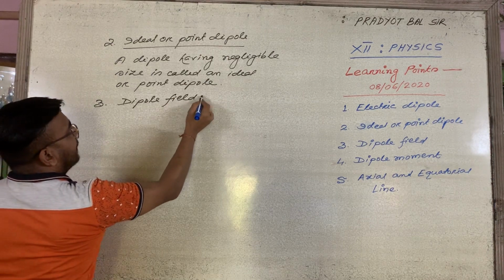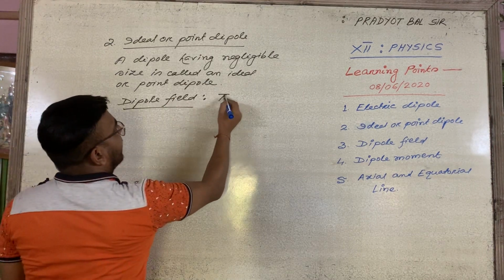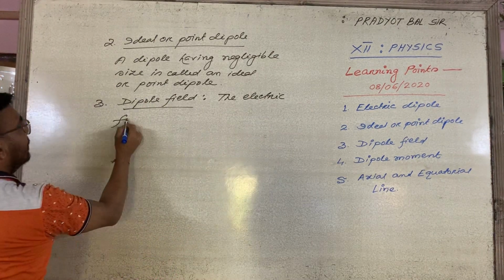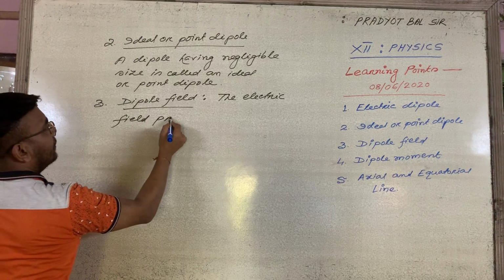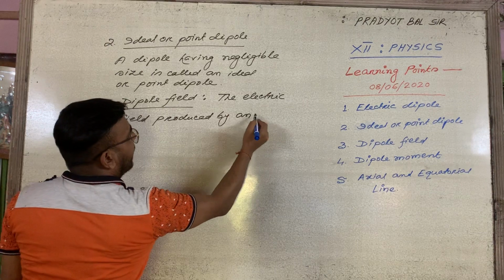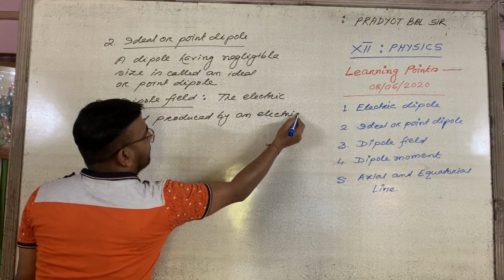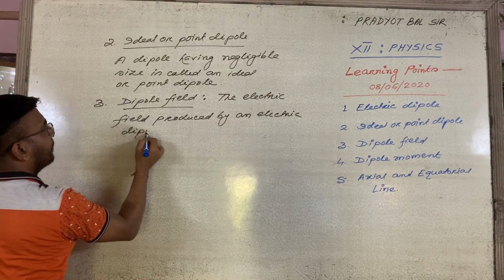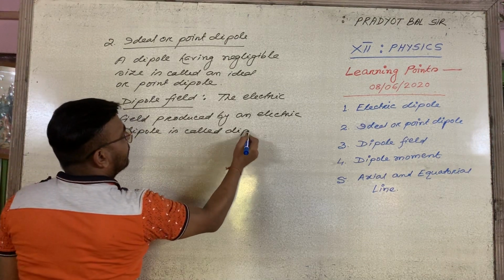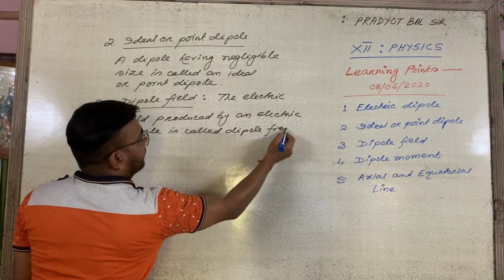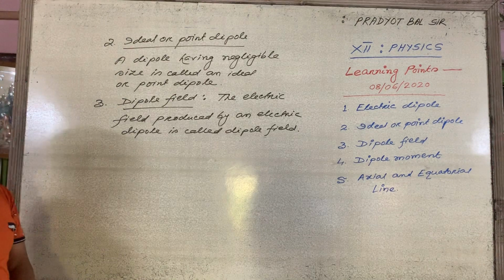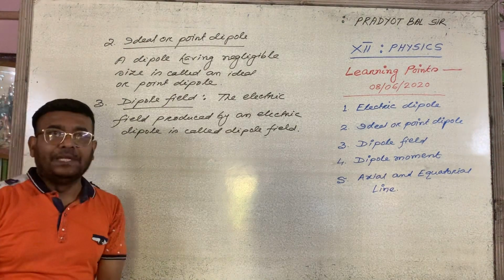Number 3, dipole field. The electric field produced by an electric dipole is called dipole field. So you have got the idea about ideal or point dipole and dipole field.